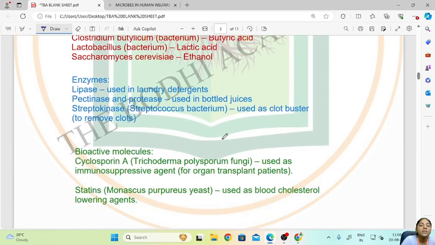Then the next one is the enzymes. Enzymes like lipases, which are produced by microorganisms, are used in laundry detergents. Then pectinase and protease are some enzymes which are again obtained from microorganisms and are used in bottled juices. Then streptokinase, which is obtained from the Streptococcus bacterium, is used as a clot buster to remove clots.